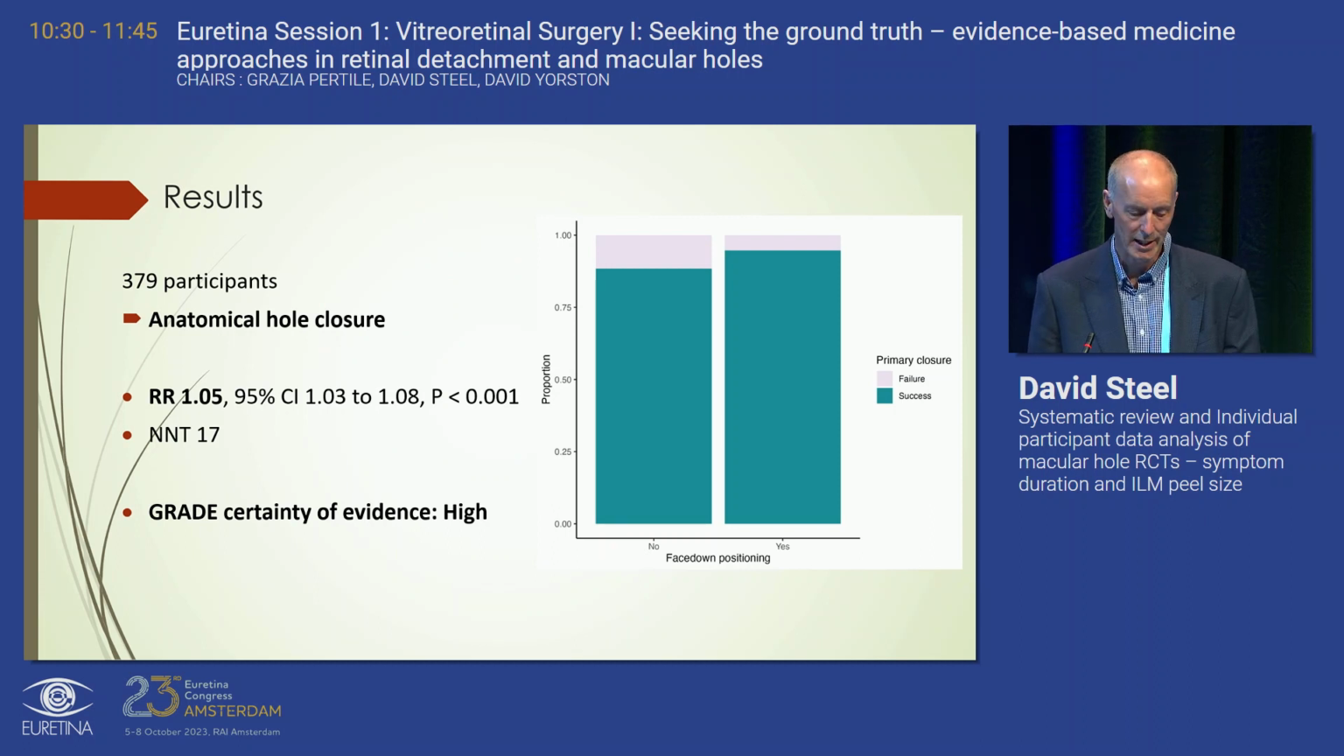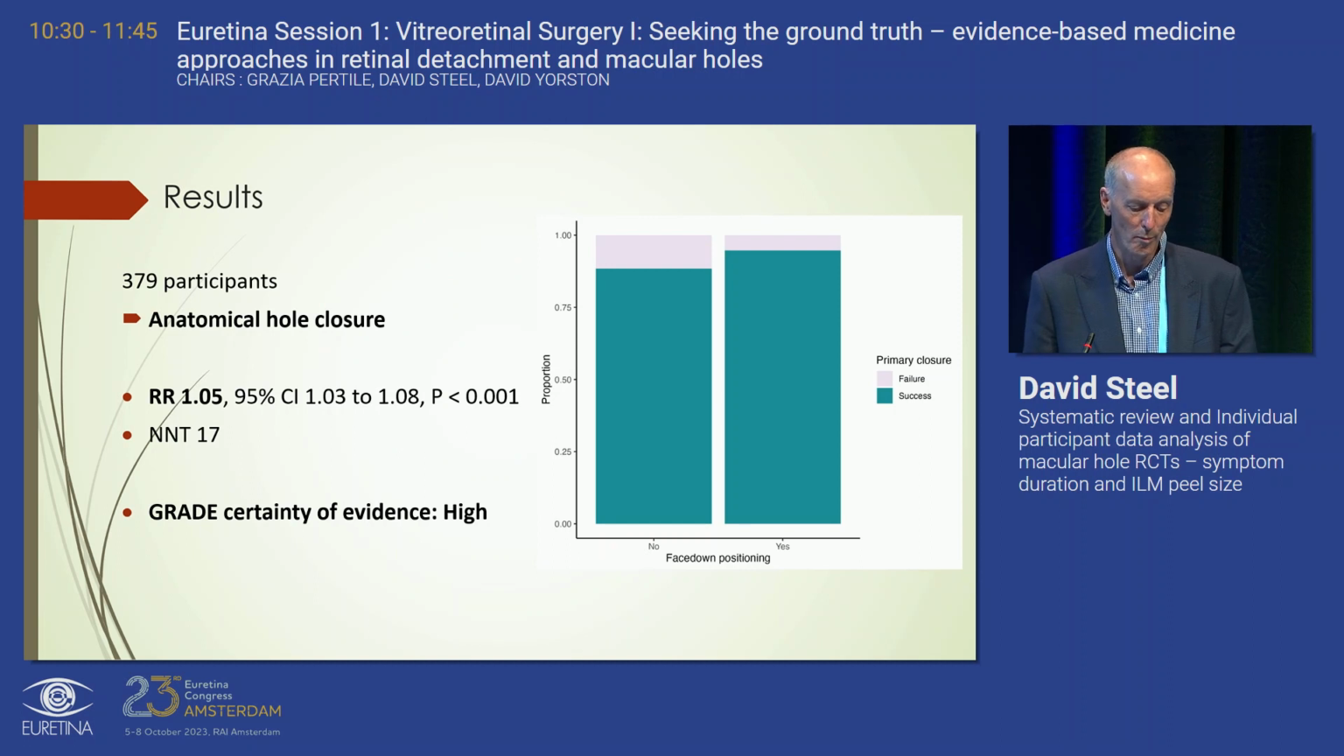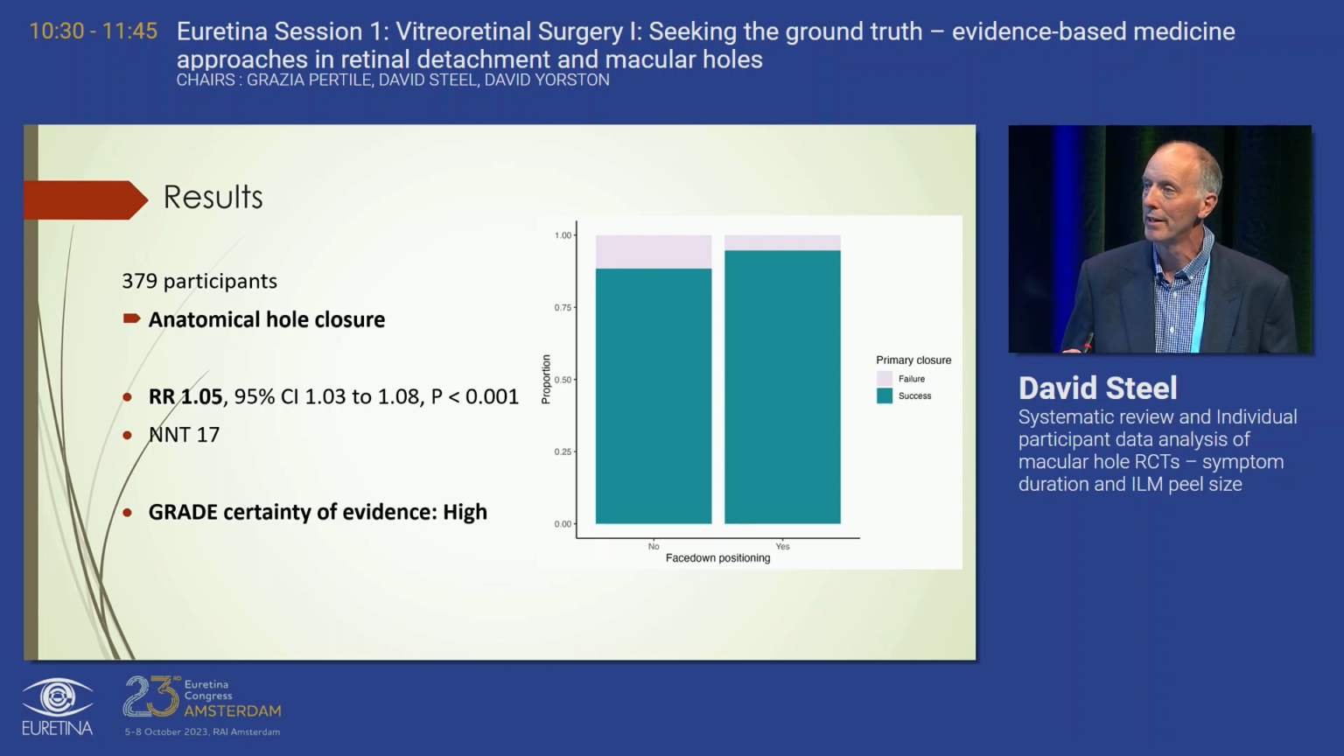So 379 eyes. So for anatomical closure, the risk ratio was 1.05. Now, if you remember, that was identical to what Varun found with the aggregate data meta-analysis. But our confidence intervals were tighter, and therefore it was significant. And the number needed to treat overall was 17. So a small effect, but significant. And the GRADE certainty of evidence we judged as being high on that.